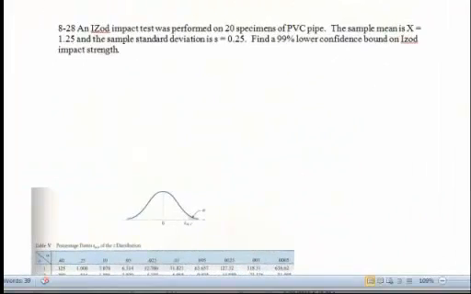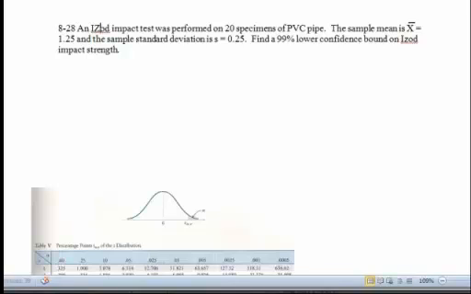Now let's move to problem 8-28. And here we have an Izod impact test was performed on 20 specimens of PVC pipe. The sample mean, that's the sample mean, so it's got a bar above it, is 1.25, and the sample standard deviation is S is equal to 0.25. Find a 99% lower confidence bound on the impact strength.